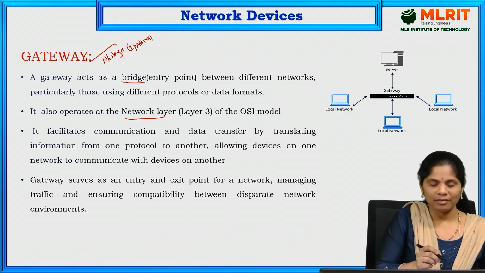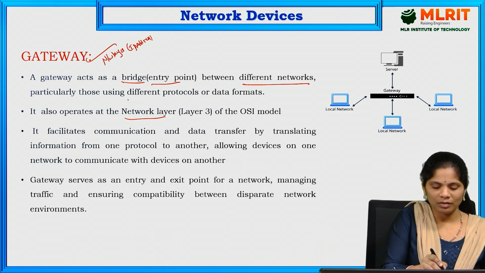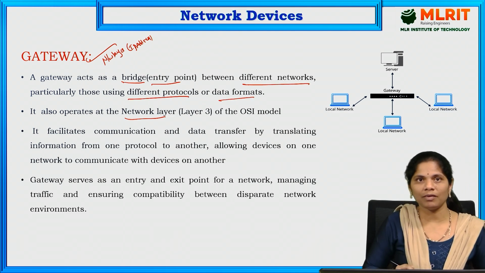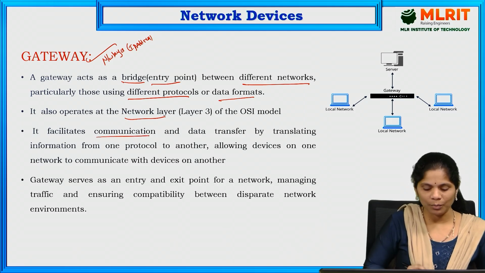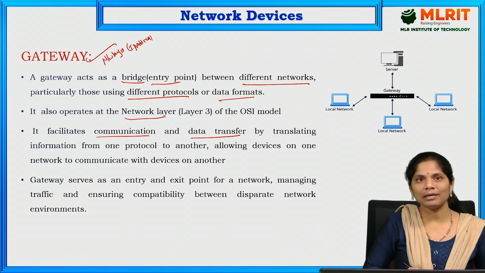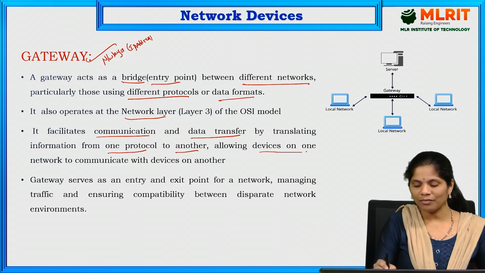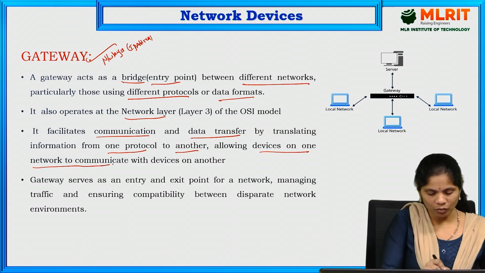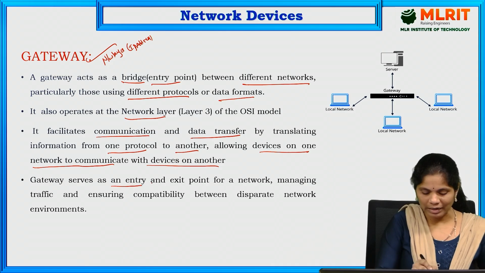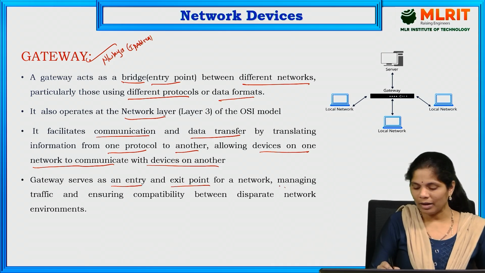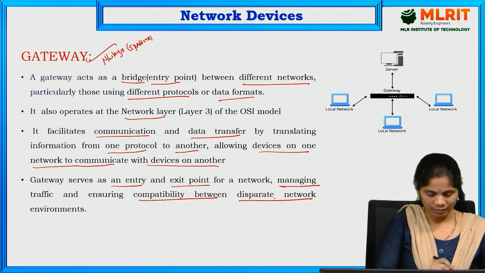It acts as a bridge, meaning an entry point between different networks, particularly those using different protocols and data formats. There we are going to use the gateway. It facilitates the communication and data transfer by translating the information from one protocol to another protocol, allowing devices on one network to communicate with devices on the other. This gateway serves as an entry and exit point of the network, mainly for managing the traffic and ensuring the compatibility between disparate network environments.